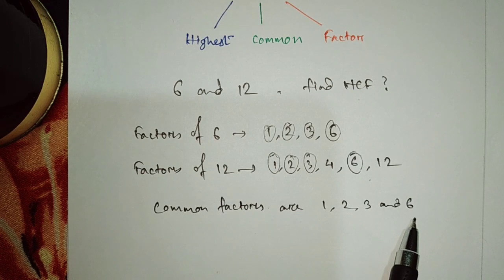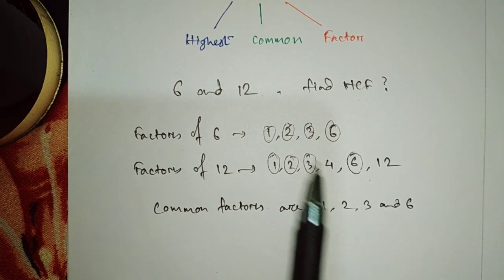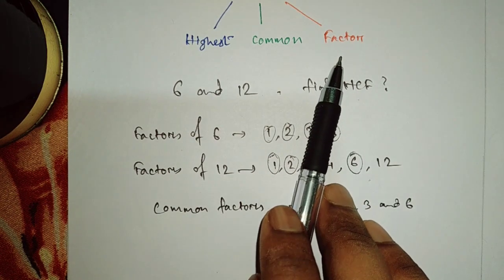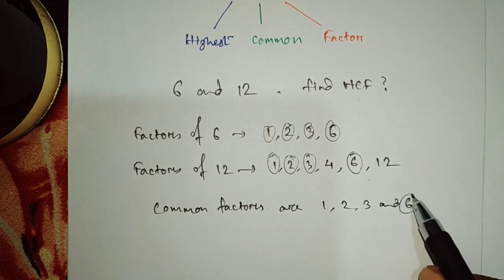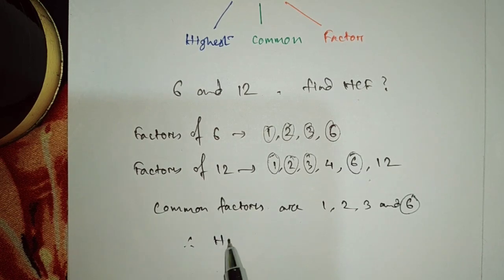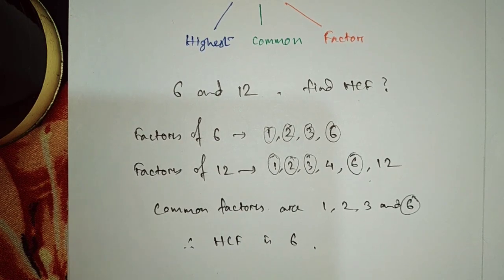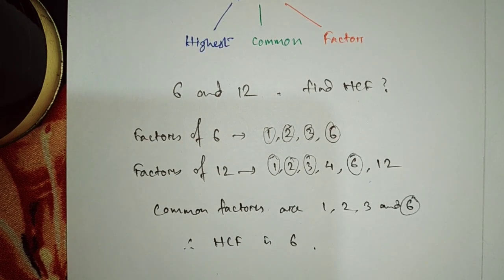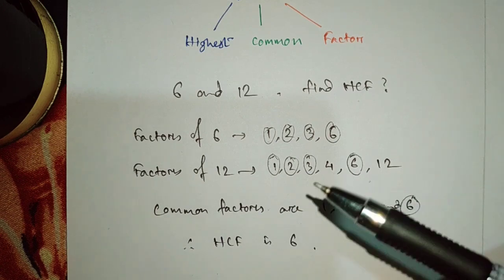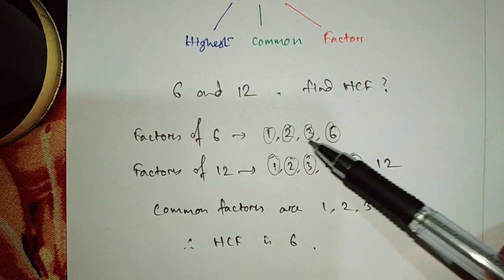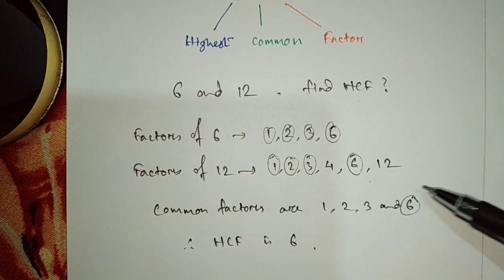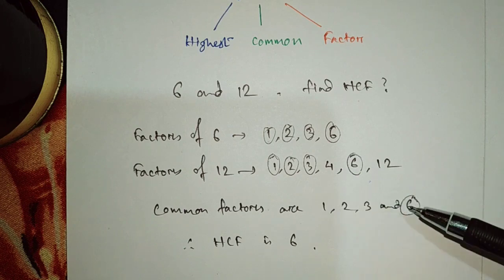So out of all these common factors, which is the highest? Because we need the highest common factor. For 6 and 12, the highest common factor is 6. So the HCF, that is the highest common factor, is 6. That means HCF is this: if we find the common factors, then out of those common factors, the highest value is the HCF.